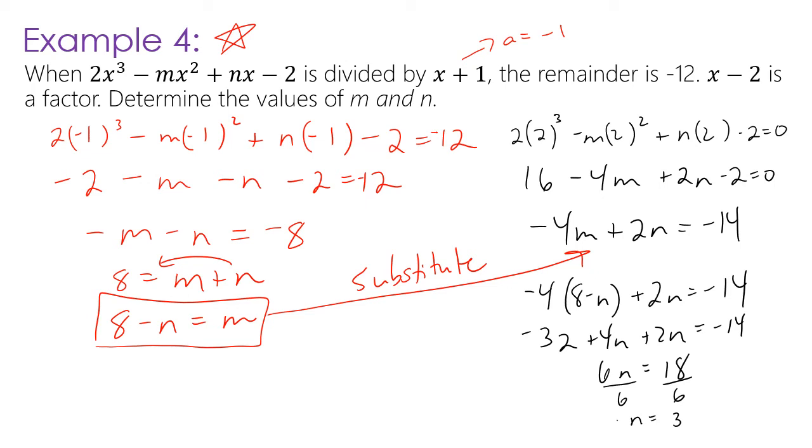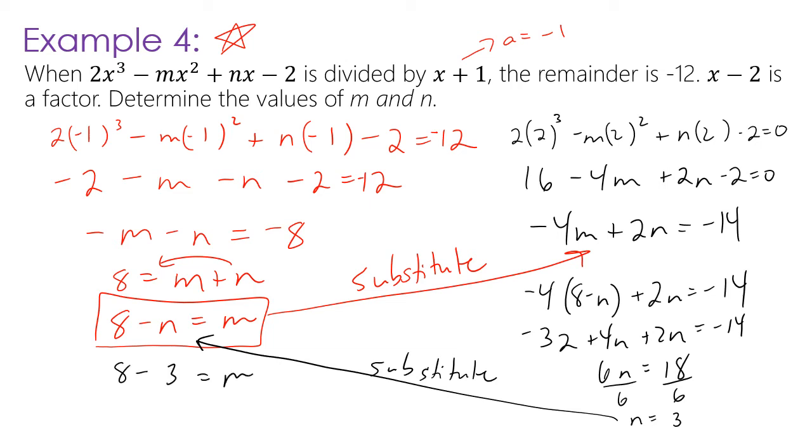Then once you're there, you're just going to substitute that back. 8 minus 3 equals m. 5 equals m. So it wasn't too bad once we had it set up, hopefully. We did have to recall some knowledge from grade 10 academic. Don't forget a therefore statement, therefore m equals 5 and n equals 3. And again, I like that type of question.